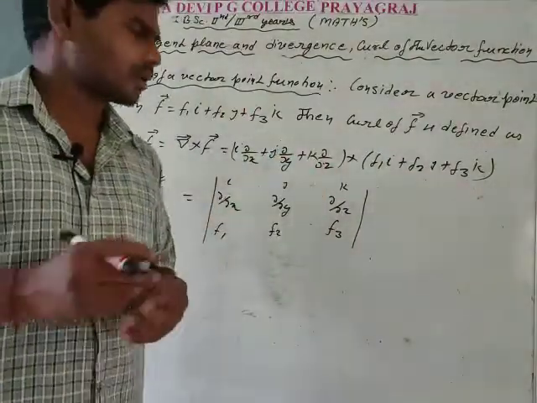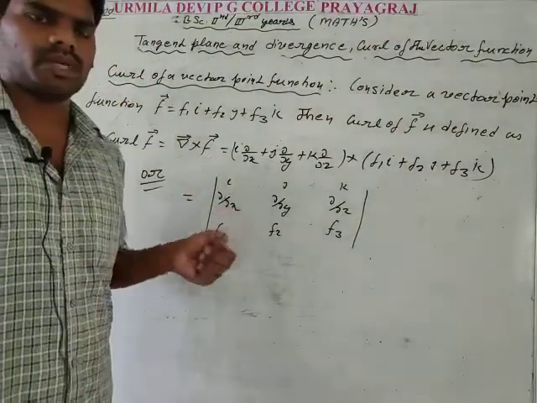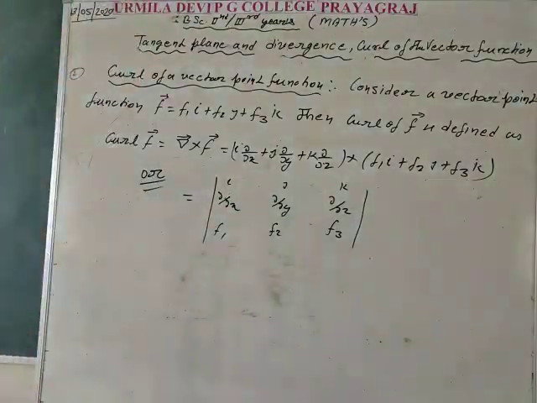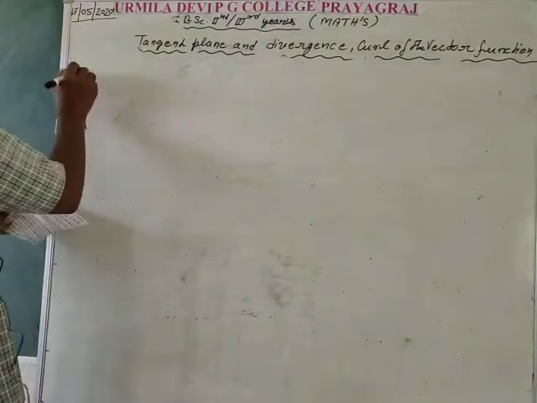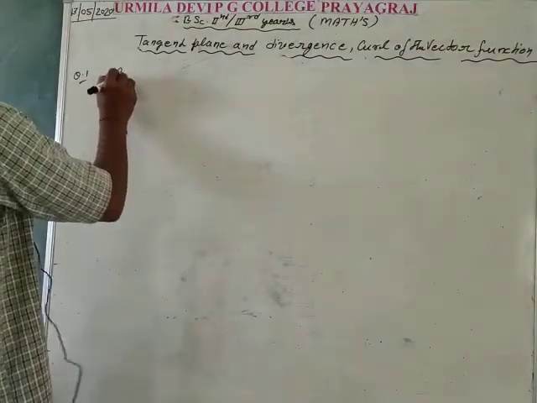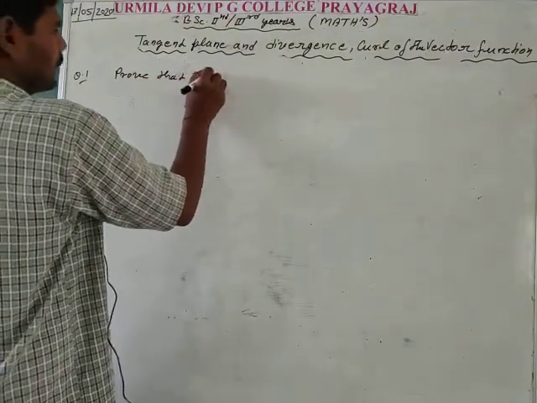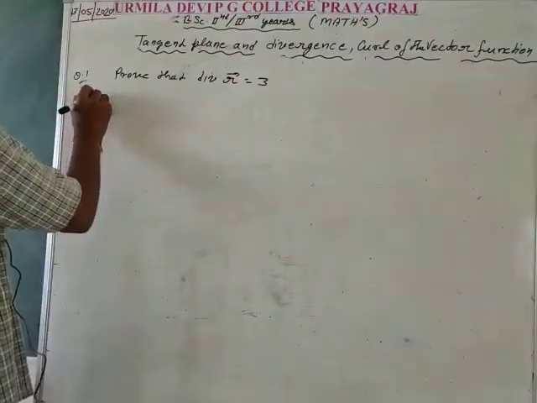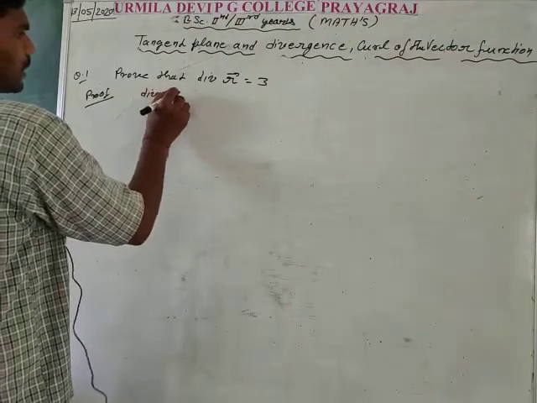Now consider some questions related to divergence of a vector point function and curl of a vector point function. Write the question first. Prove that divergence of vector r is equal to 3. Here write the proof: divergence of vector r.